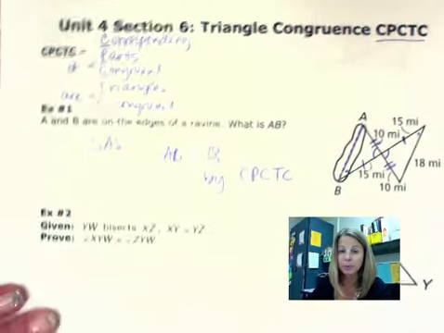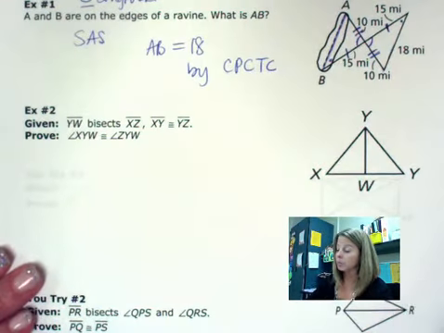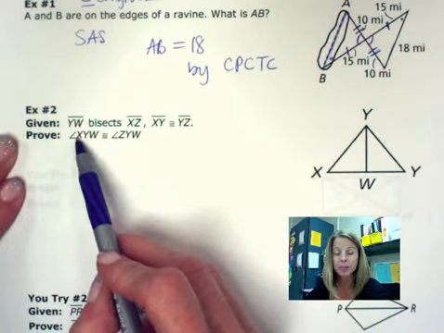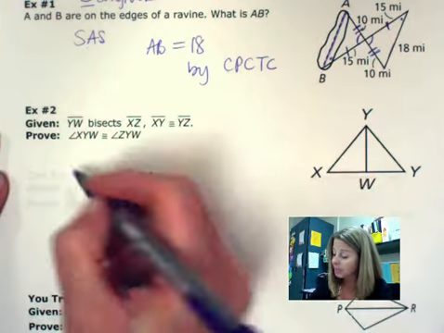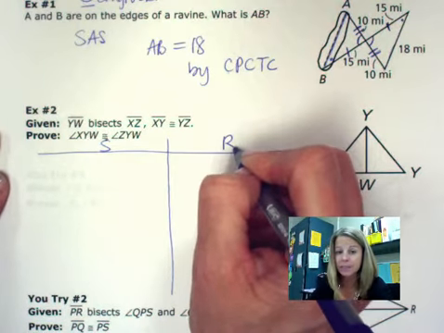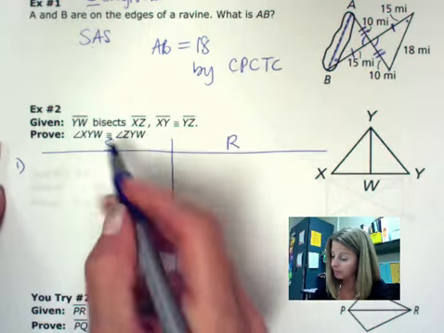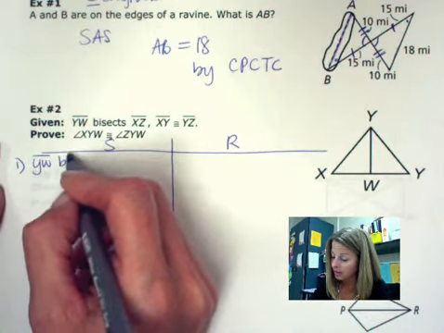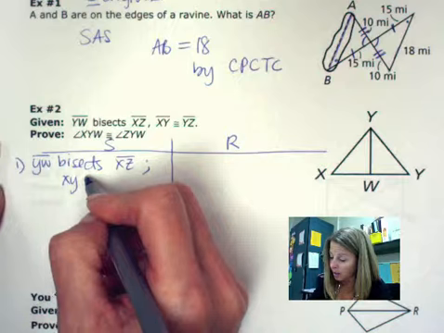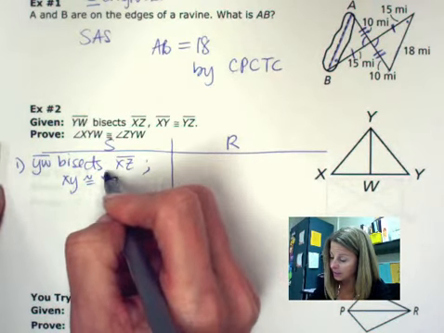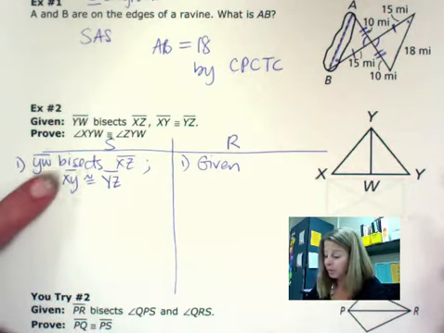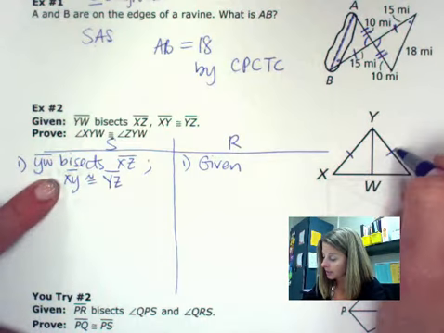Okay, so let's try this in a proof. It looks very similar. We have a given and we have a proof. But notice we're trying to prove two angles are congruent, not two triangles. Everything is pretty much going to be the same until the last step. So I'm going to start with statements and reasons. Line 1 is going to be my givens. YW bisects XZ. And then XY is congruent to YZ, and that is given. So I'm going to mark the two segments, XY and YZ.